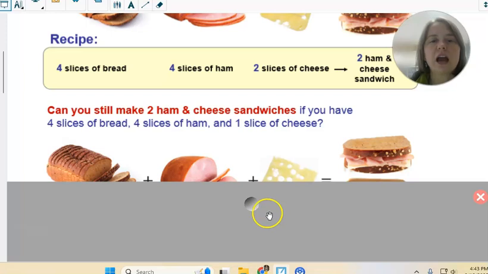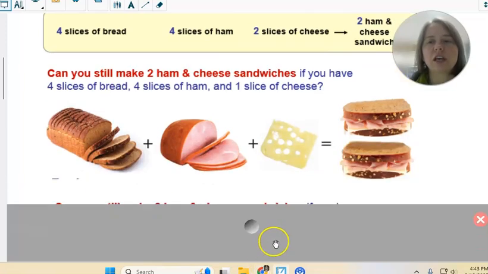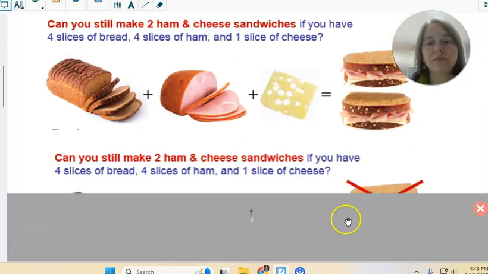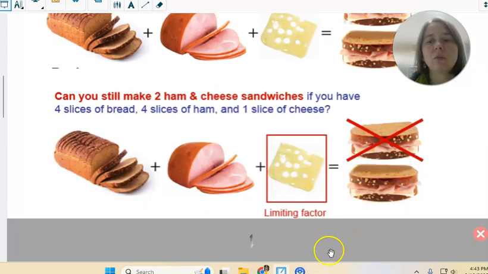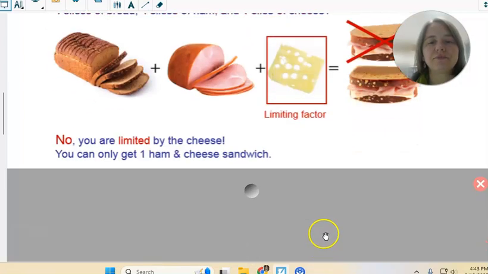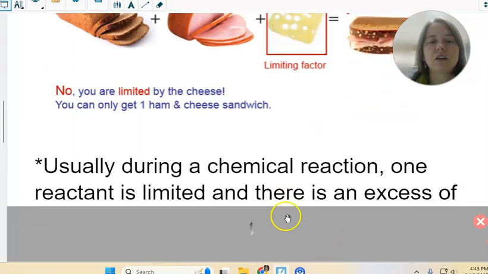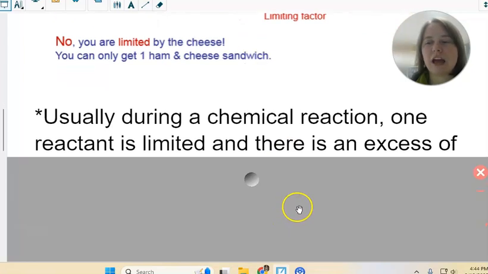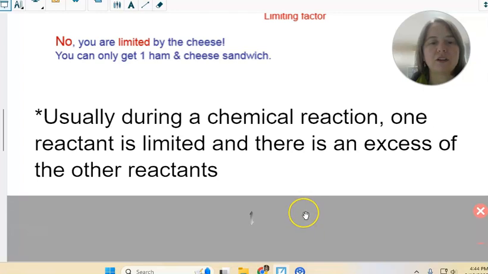So what happens if we have 4 slices of bread and ham, but only 1 slice of cheese? Can we make 2 sandwiches? No. What is our limiting factor? What's our limiting reactant? What's our limiting reagent? The cheese. It's just like ham and cheese sandwiches, but we're going to have some chemicals and some compounds in there. Please write this down.